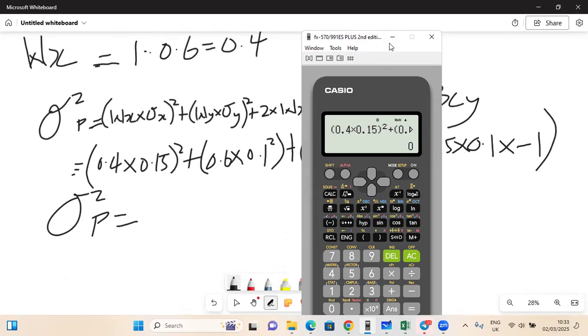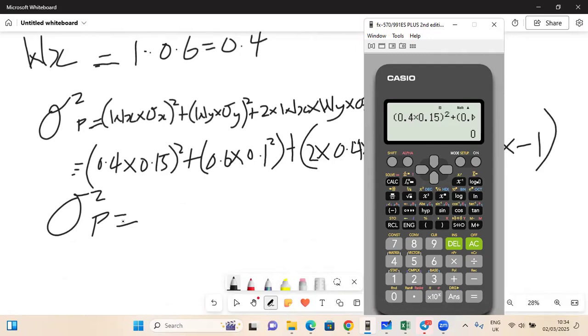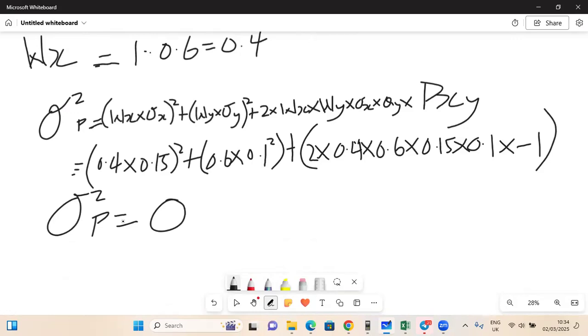So we are seeing here to be 0. Then standard deviation of P will also be what? Also be 0. So this is a risk-free portfolio, right? So it's so simple, easy peasy, right?